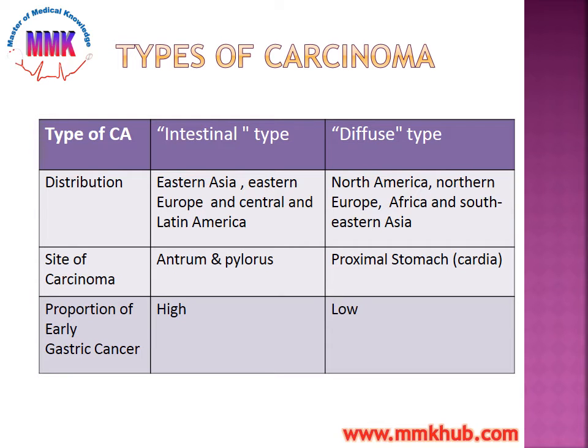As far as the geographical distribution is concerned, intestinal type is more prevalent in Eastern Asia, Eastern Europe, and Central and Latin America, while the diffuse type is more prevalent in North America, Northern Europe, Africa and Southeastern Asia. Site of the carcinoma in the intestinal type is the antrum and the pylorus, while the diffuse type is more prevalent in the proximal stomach and the cardiac region. Proportion of early gastric cancer is high in the intestinal type and low in the diffuse type.